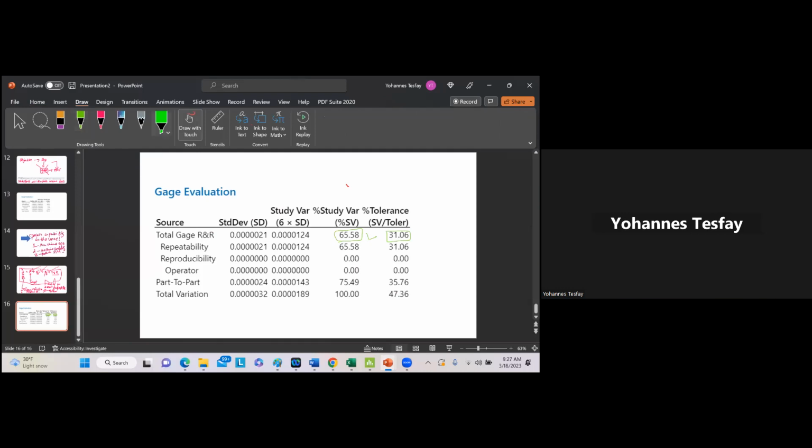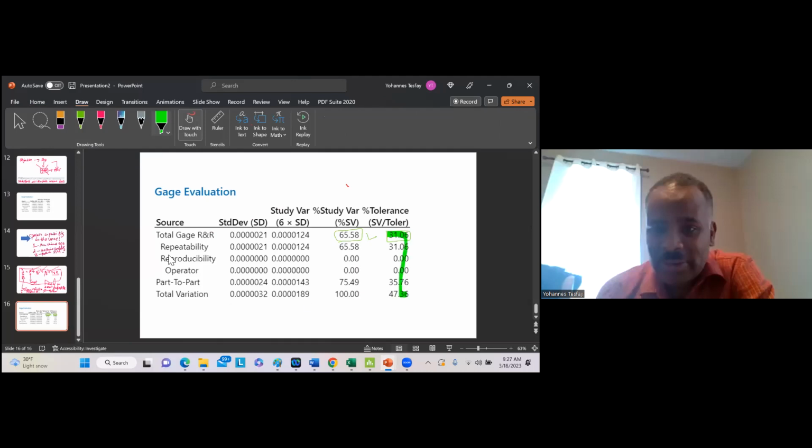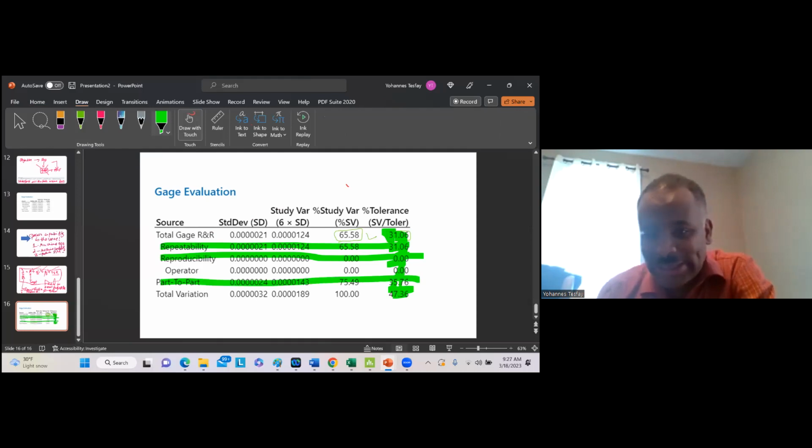So I don't have any reproducibility issue. Okay, repeatability is the issue, you see, but most of the repeatability problem comes from the part-to-part variation. 35.76% of this repeatability problem.